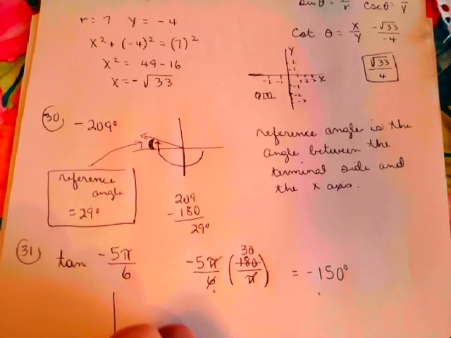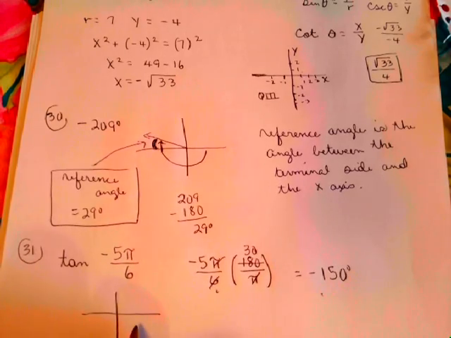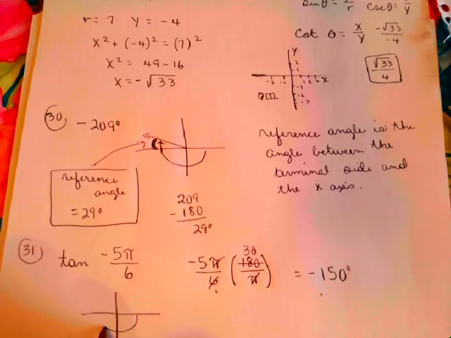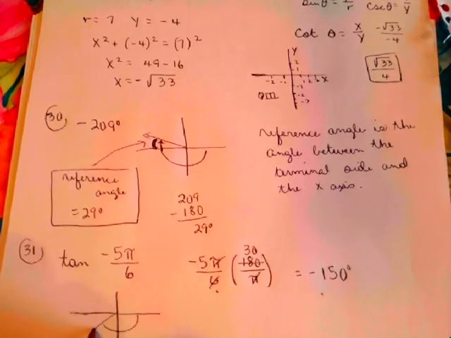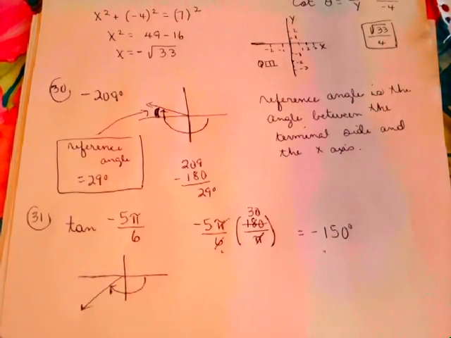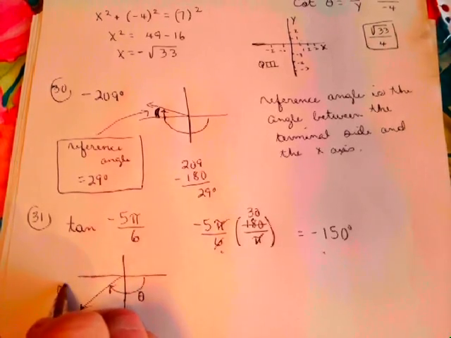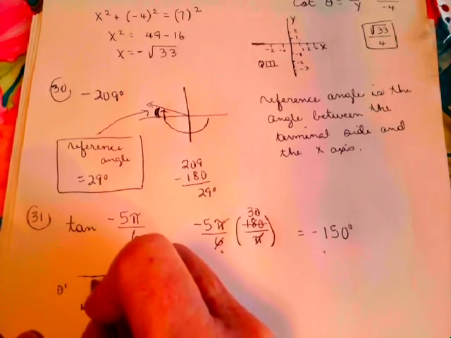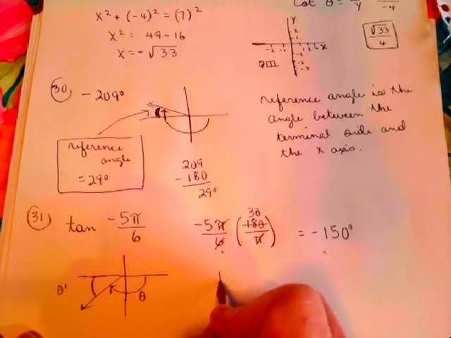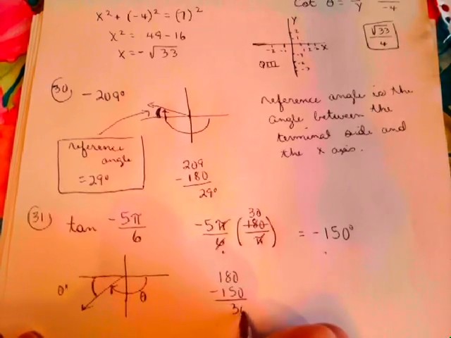Draw that angle. Come down. You don't go all the way to this x-axis because that would be 180 degrees. You just want to go 150. So there is theta. What is theta prime? How much farther would I have had to go to get to this x-axis? 180 minus 150, 30 degrees.